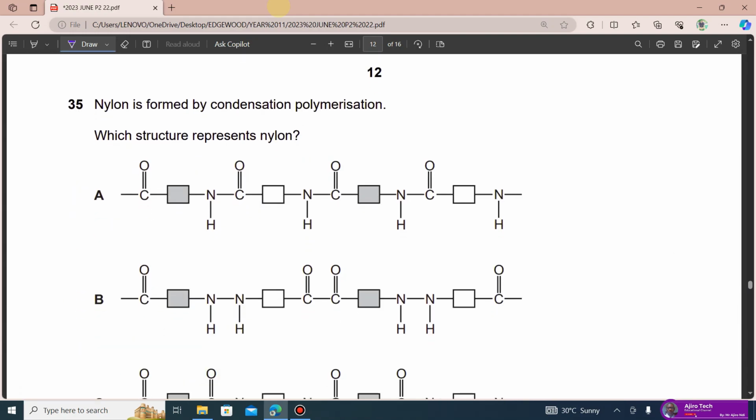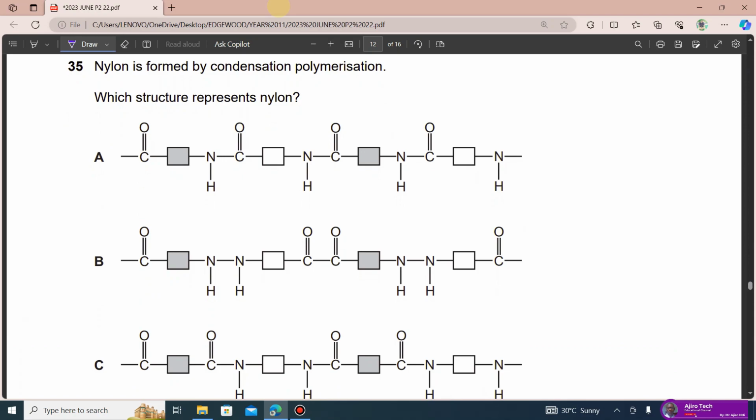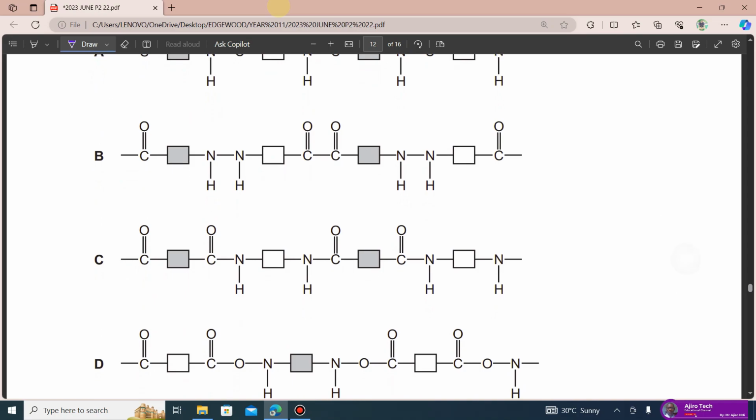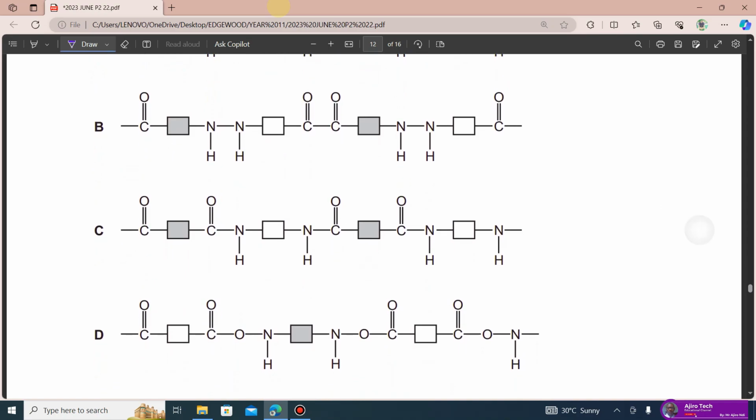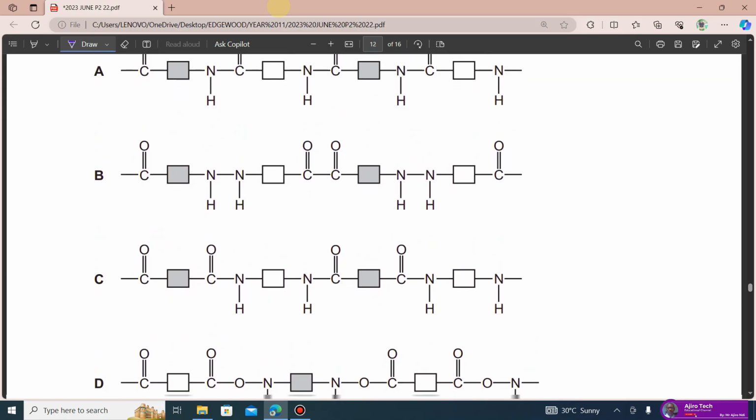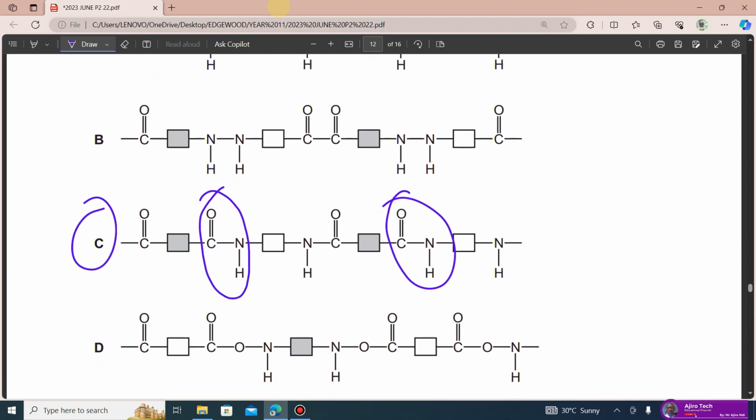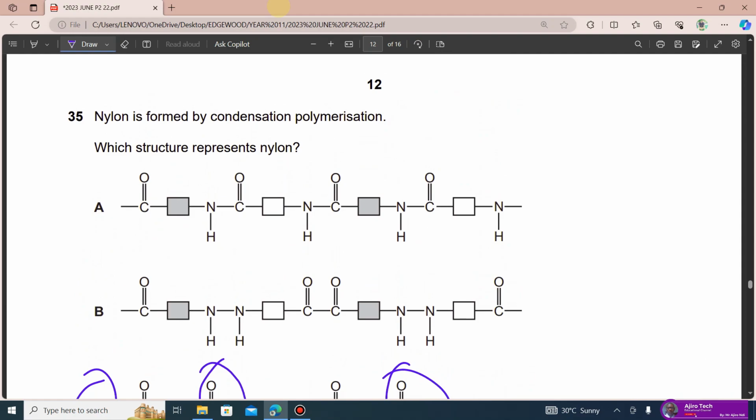Nylon is formed by condensation polymerization. So which structure represents nylon? For this, you have to look out for the polyamide group. And where is the polyamide group? So this is that polyamide group. Okay, so the polyamide group gives us the answer. So that's C. The polyamide group is what we look out for in this question. So that's for question 35.